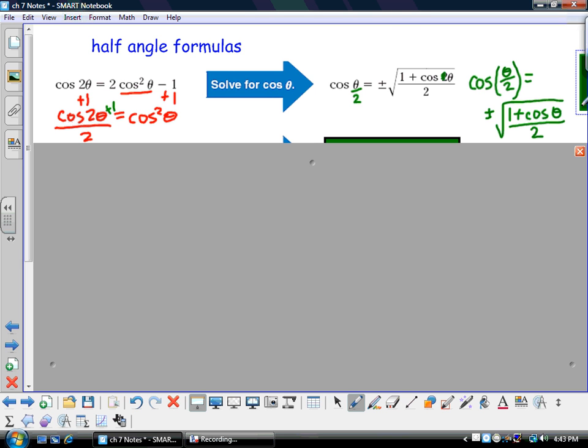The plus or minus is going to depend on which quadrant you're in, whether or not your answer is positive or if it's negative. This is one of those formulas that you do need to have memorized for your formulas quiz, which will be the day before the Chapter 7 test.